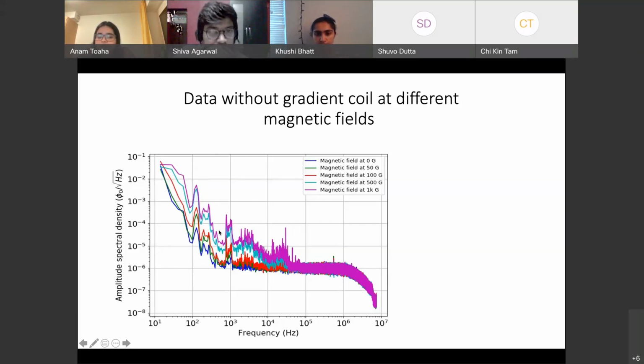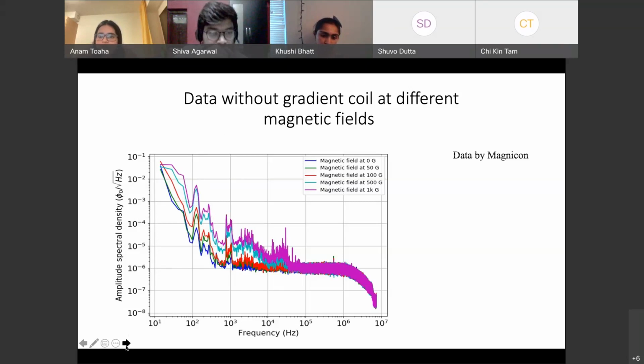This is due to the fact that as the magnetic field increases, SQUIDs observe more large changes in flux. This large change in flux is due to the mechanical vibrations of our setup, which appear at very low frequency. So that's why we observe much more noise at low frequency as the magnetic field increases.